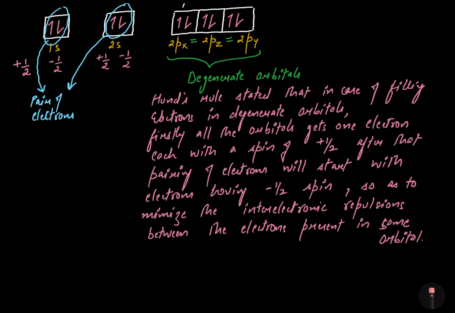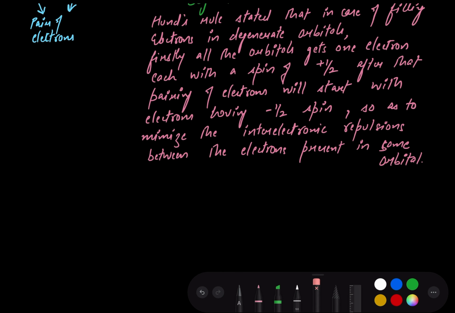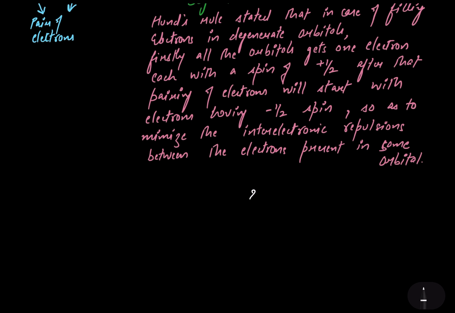So Hund's rule says that in case of filling electrons in degenerate orbitals, firstly all the orbitals get one electron each with a spin of plus half. After that, pairing of electrons will start with electrons having minus half spin, so as to minimize the interelectronic repulsion between the electrons present in the same orbital. Now let me revise this again for the 2p6. I'm writing it again. That was 2p6 in the above example.